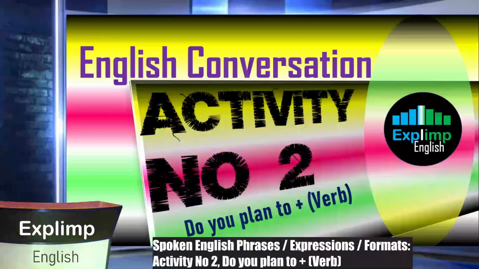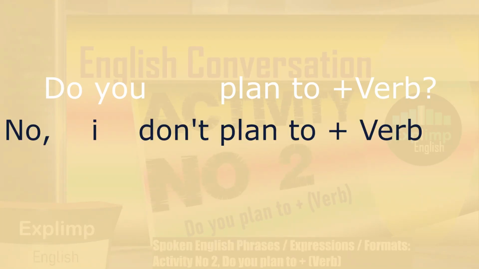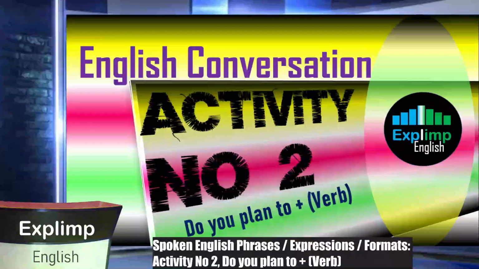At the start we have used "do", which means we ask questions, and the answer to this question is also easy. For example, if I say, do you plan to plus verb, then the answer would be, no, I don't plan to plus verb, or yes, I plan to plus verb, right? You could use the same verb there, and with that verb you could also use some nouns.